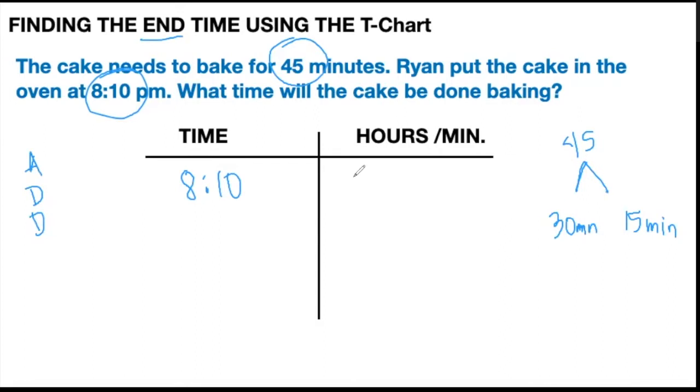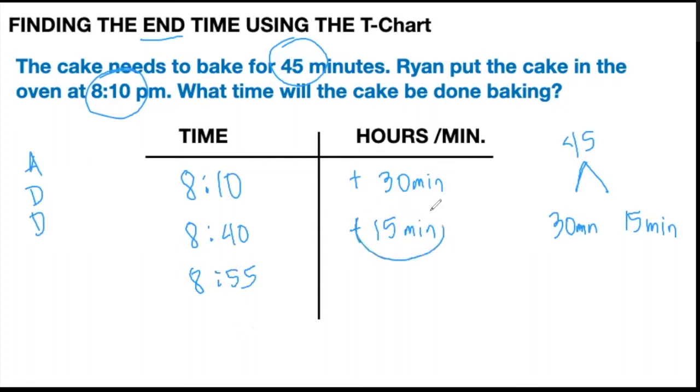So first, we add 30 minutes. That will give us 8:40. Then after that, we can also add the 15 minutes. And that will give us 8:55 p.m. For some, they can do this separately. They can do 10 minutes and then add 5 minutes after. But still, you will get the same time, 8:55. Okay?